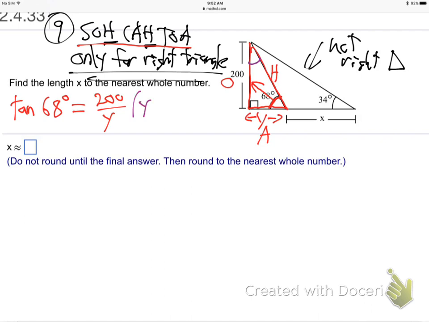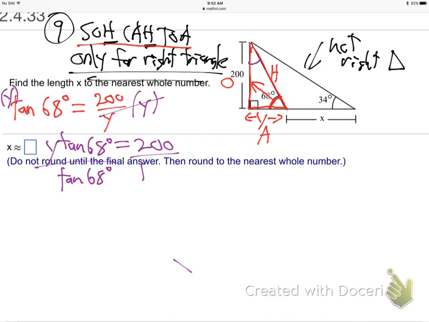So I'm going to multiply by y. I'm just going to do it my way, but that way would work fine. Multiply both sides by y, cancels out, and I get y tan 68 degrees is 200. Last step, divide by the tan of 68. Boom. So we got y, right? Y is 200 over tan 68.